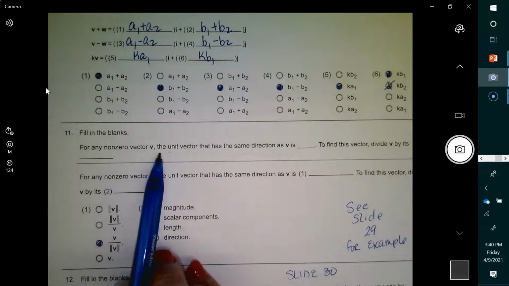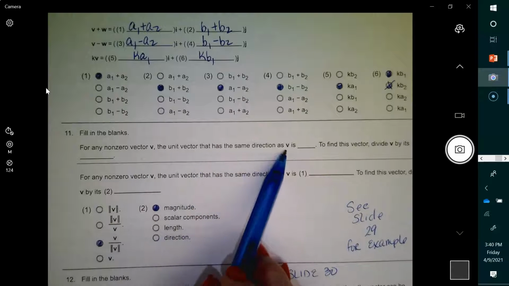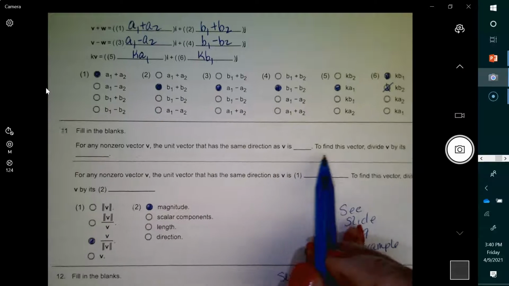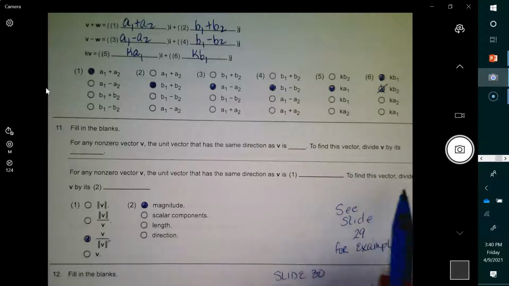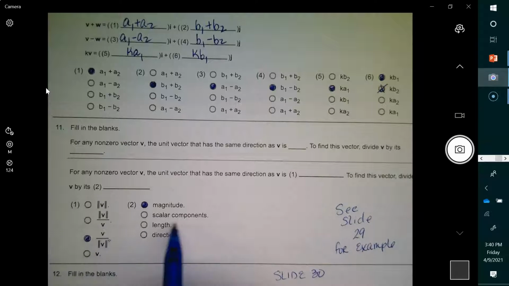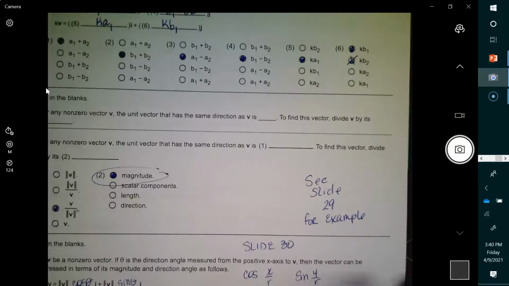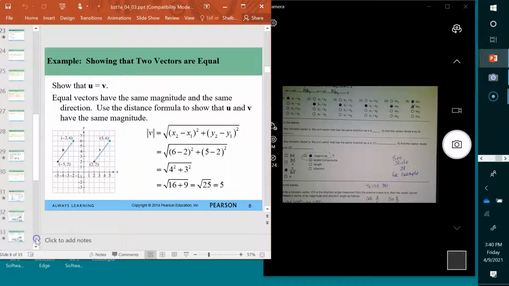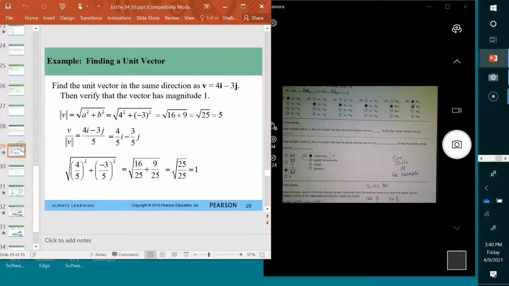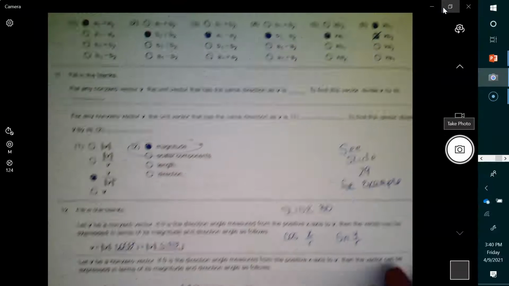For any non-zero vector v, the unit vector has the same direction as v, and this is my formula for that. To find the unit vector, divide v by its magnitude. See slide 29 for an example. So I'm going to go to slide 29 and look at the example here. Here's the example where they found a unit vector. You can stop the video and look at that if you need to. I'm going to go back to full screen here.